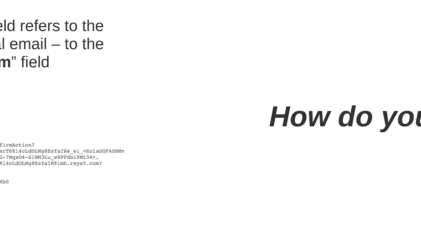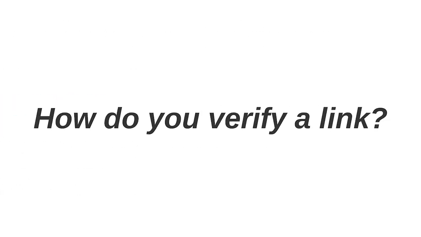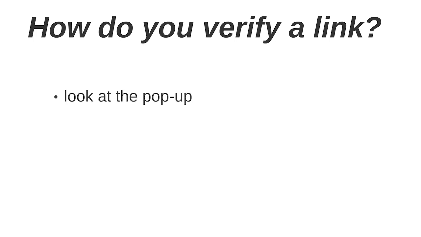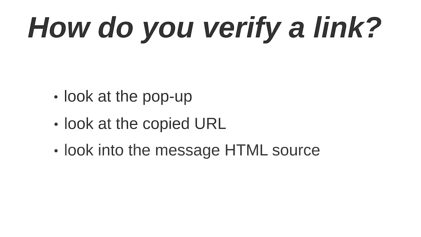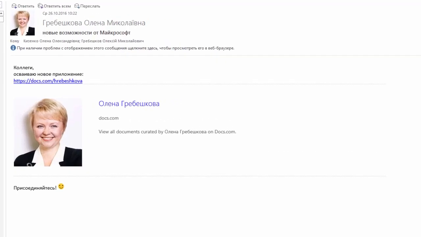Okay, now let's take a look at how to verify links in messages we receive. There are 3 easy steps you can do to verify links in emails: look at the pop-up, look at the copied URL, and look into the message HTML source. Let's see an example. So I will switch to a message in my Outlook client. This is a message from my sister, and I got a link here pointing to a Google Docs account. And maybe it's not she who sent this message, and maybe this link doesn't point to where it says it points. Let's check it out.